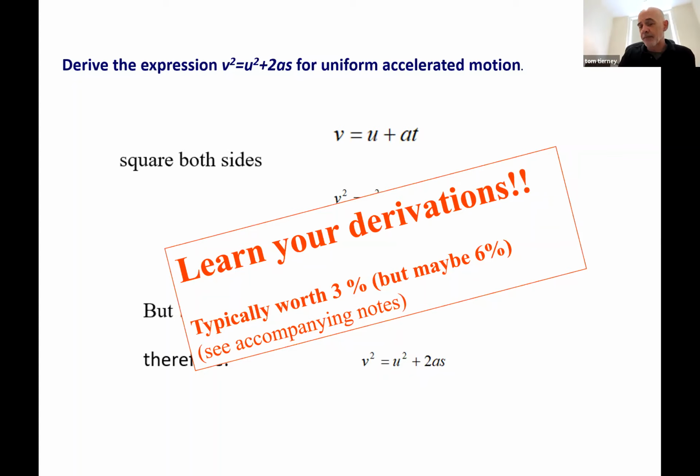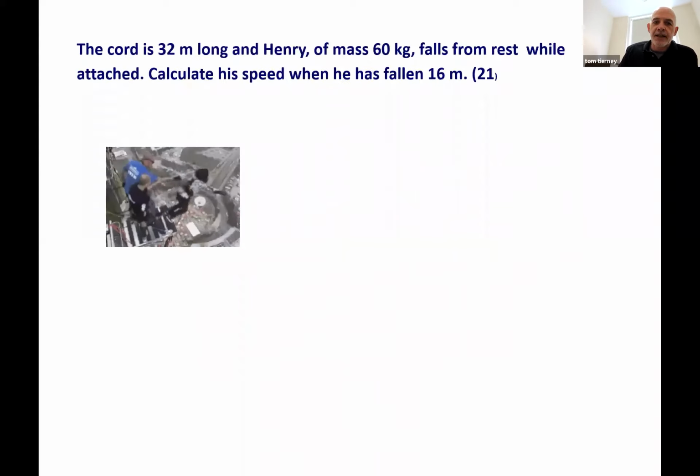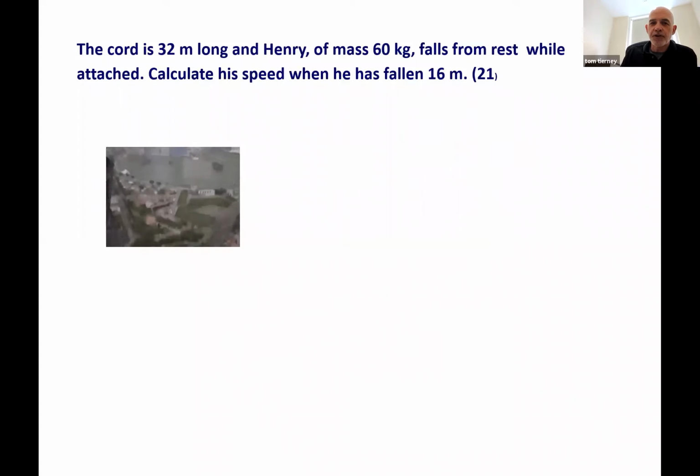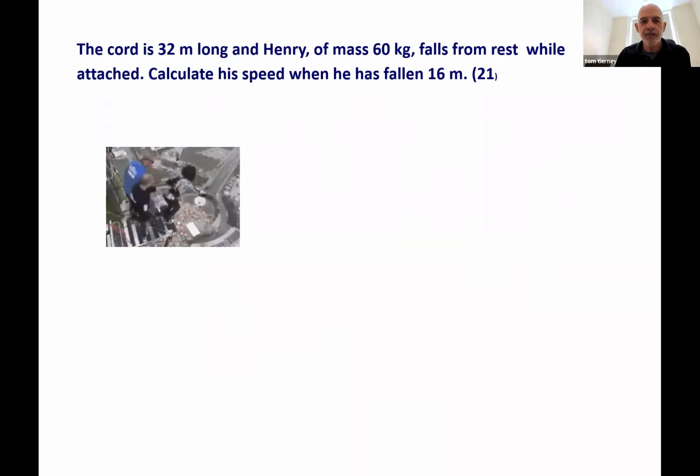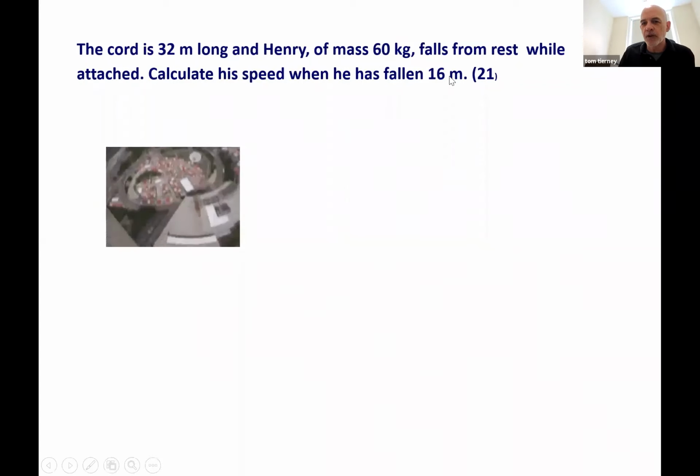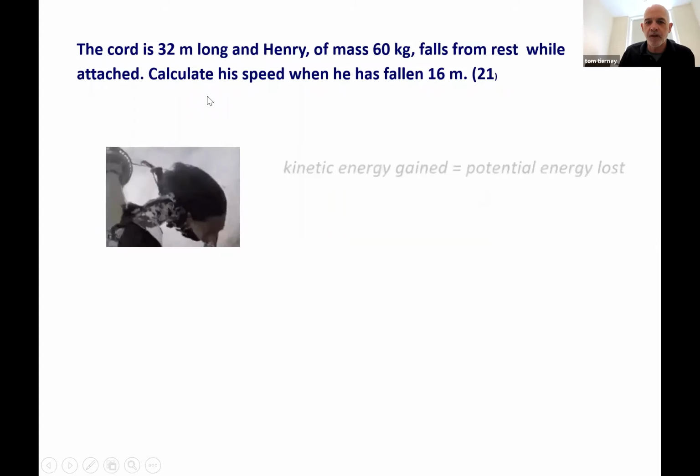Typically worth 3%, but I'd expect that to rise this year. And if 2 of them come up, that 3 turns into 6, but this year that might be more like 8. Now, the cord is 32 meters long, and Henry, of mass 60 kilos, falls from rest while attached. Calculate his speed when he has fallen 16 meters, for 21 marks.